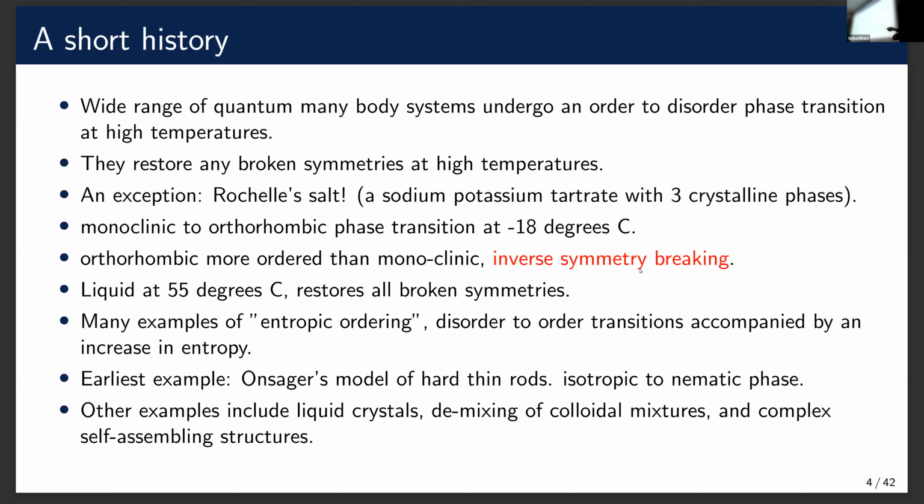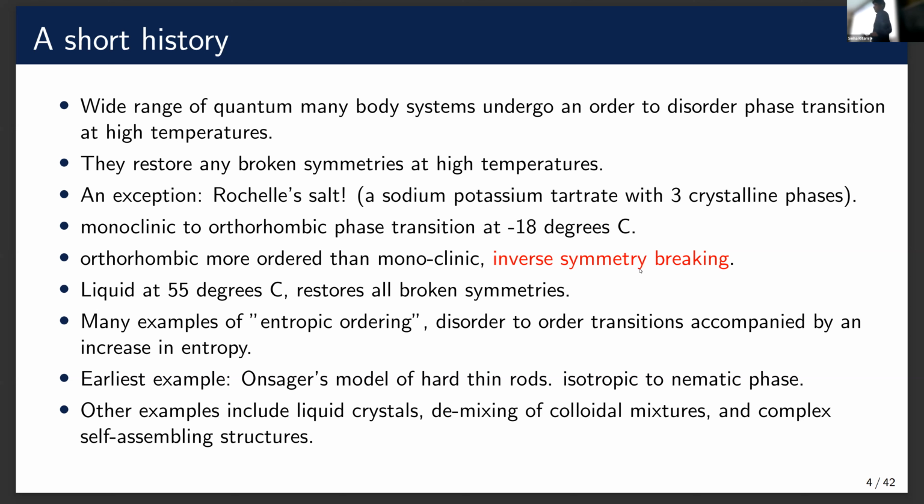And this orthorhombic phase is more ordered than the monoclinic phase. So this clearly is what I mean by an example of inverse symmetry breaking. You have a phase which has lesser symmetry, and you increase the temperature, and you go to a phase which has more symmetry. This is quite counterintuitive. However, for these kinds of salts, if you go to something around 55 degrees centigrade, then the salt melts completely. It goes to the liquid phase, and all symmetries are restored.